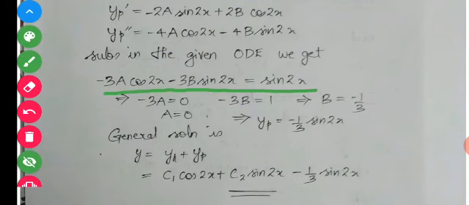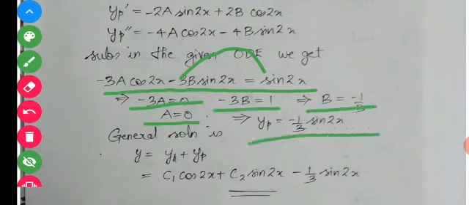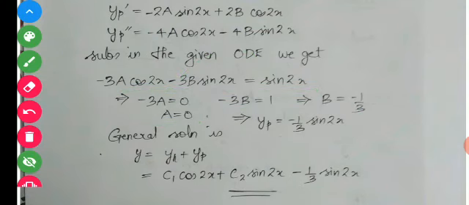That is, equating both sides, you get minus 3a equal to 0 or a equal to 0. And that is, we are equating coefficients of cos 2x on both sides. Now we are equating coefficients of sin 2x on both sides. So you get minus 3b equal to 1 or b equal to minus 1 by 3. So your yp comes out to be minus 1 by 3 sin 2x. That is because your yp is a cos omega x plus b sin omega x, and your a is 0, b is minus 1 by 3. So your yp is minus 1 by 3 sin 2x.